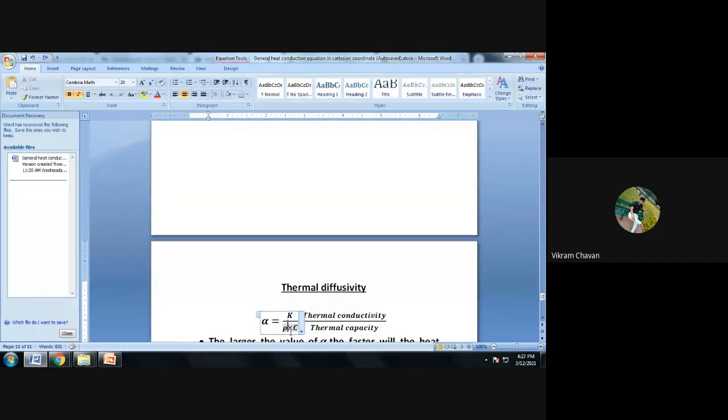Increasing internal energy means what? Increasing the temperature of that material, and transferring less heat for further heat conduction. So that is the significance of thermal capacity. So we can say that K and rho C are the opposite of each other.